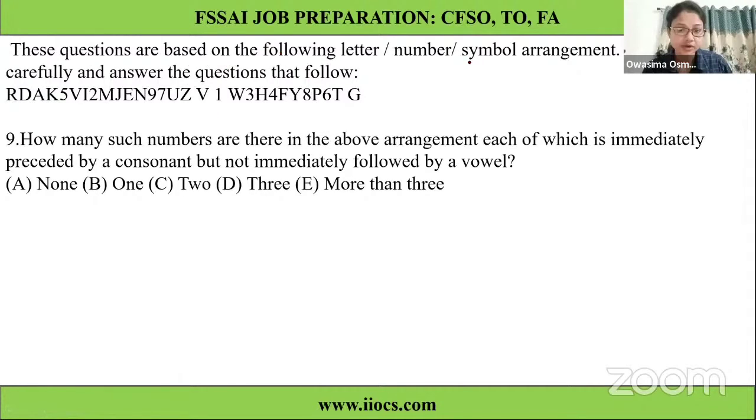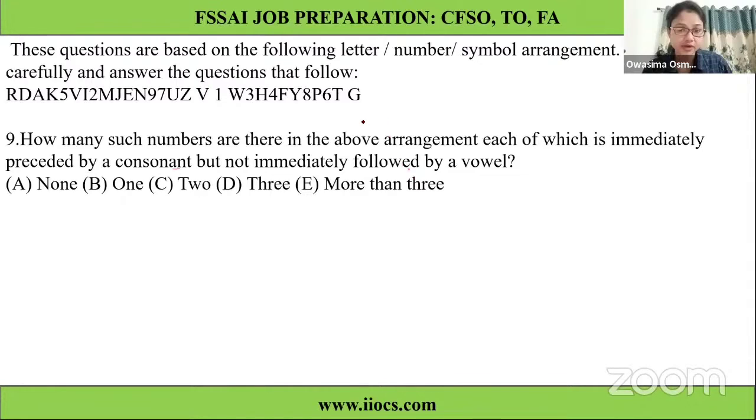This question is based on the following letter, number, symbols arrangement. Study it carefully and answer the questions. So here is the series. How many such numbers are there in the above arrangement, each of which is immediately preceded by a consonant but not immediately followed by a vowel?